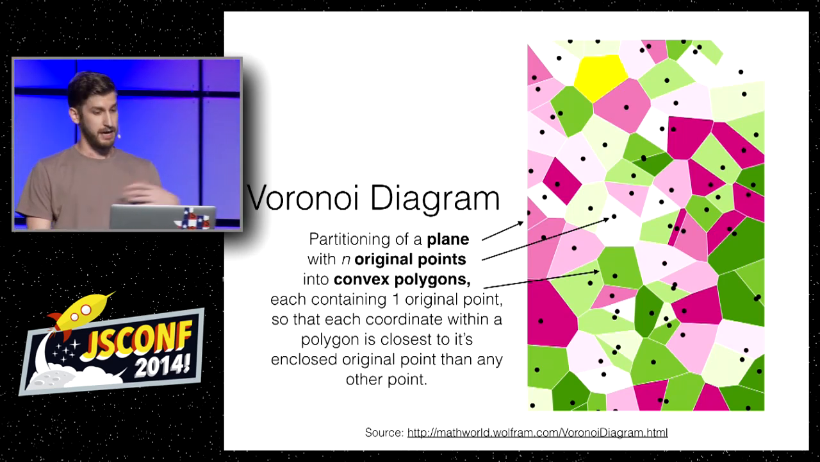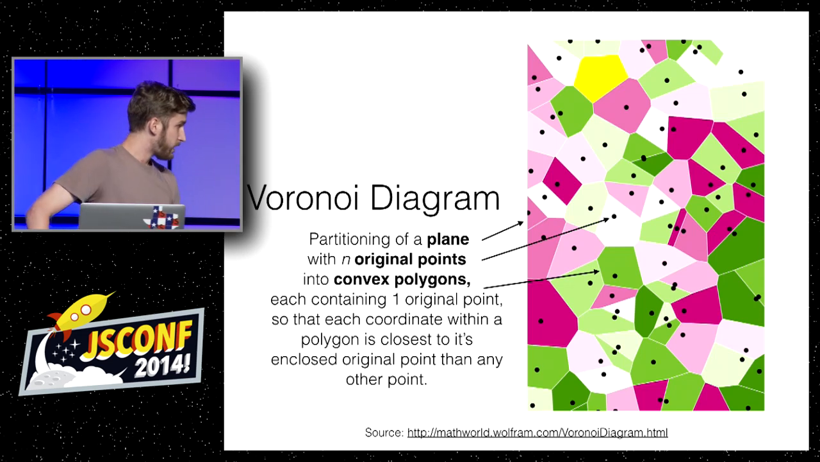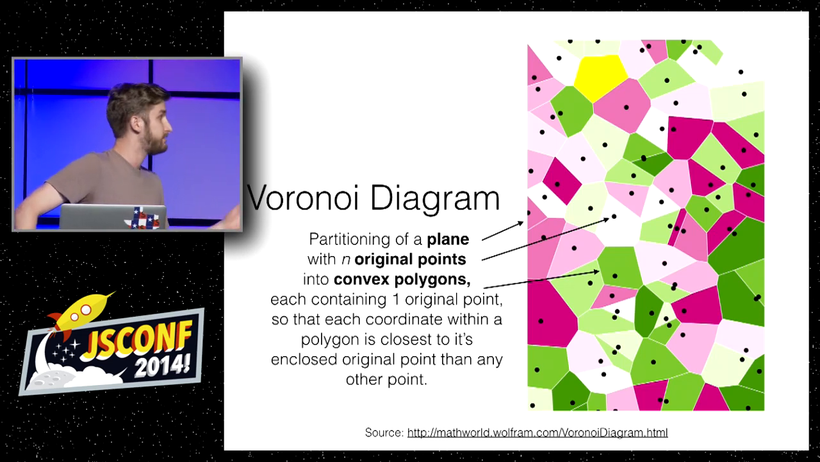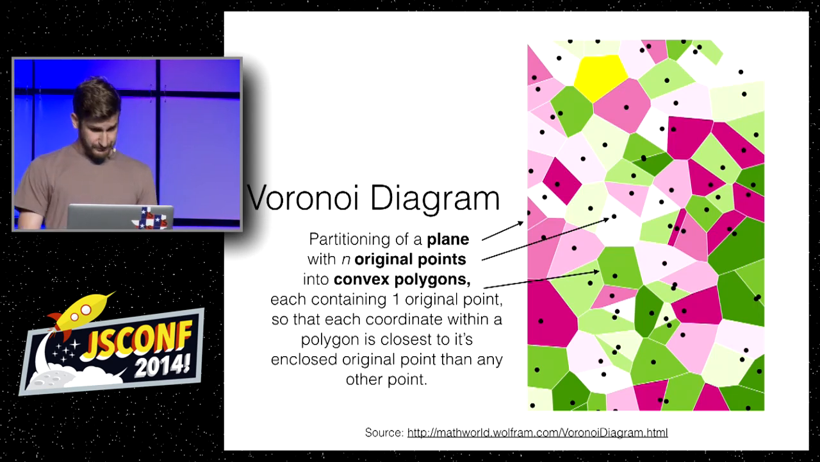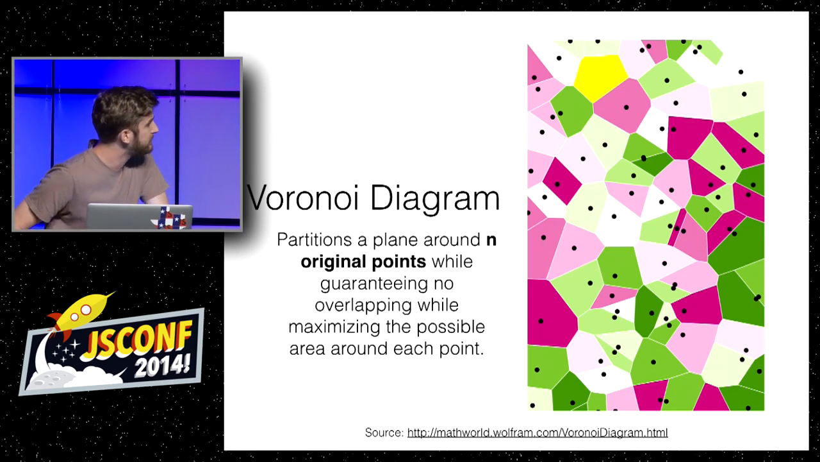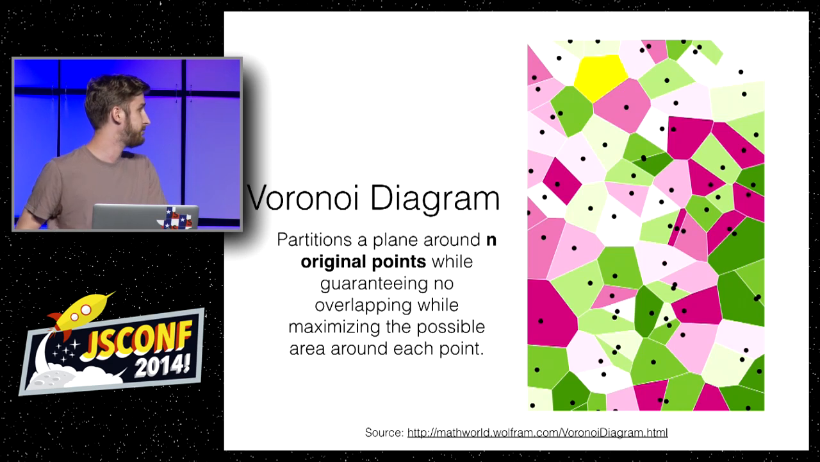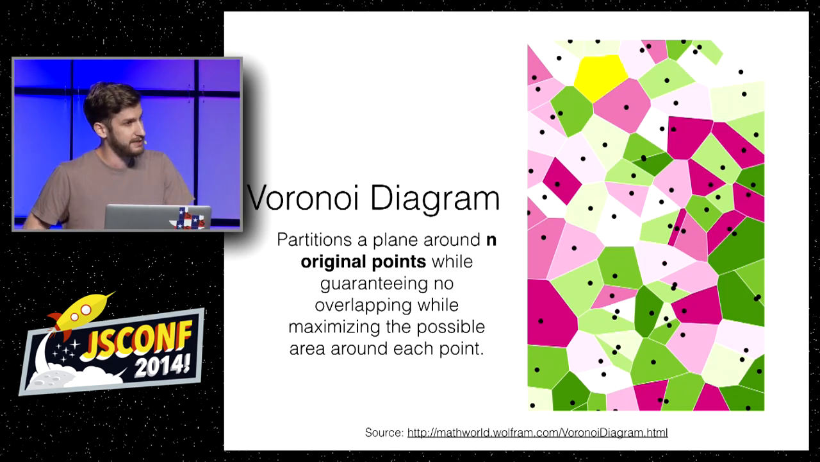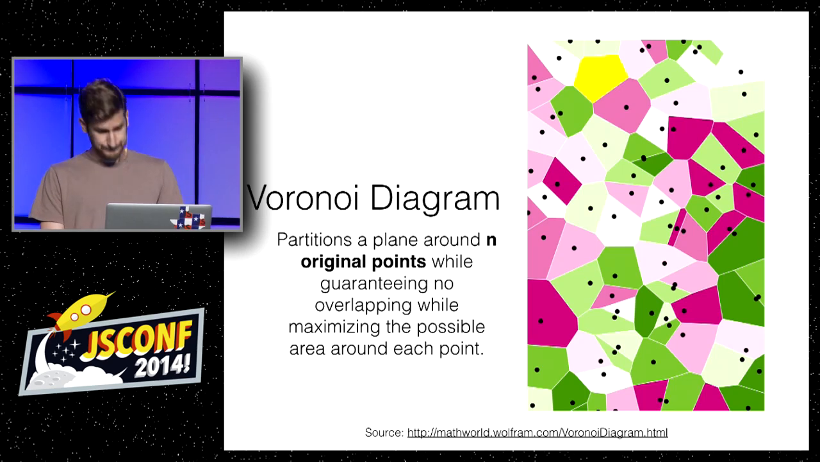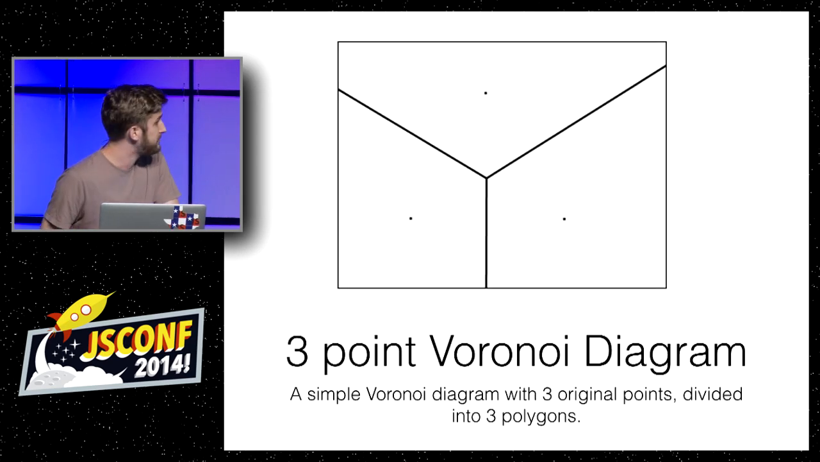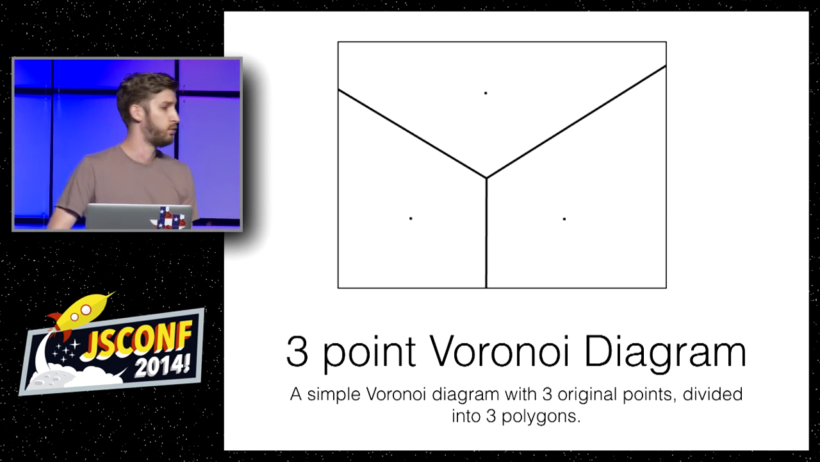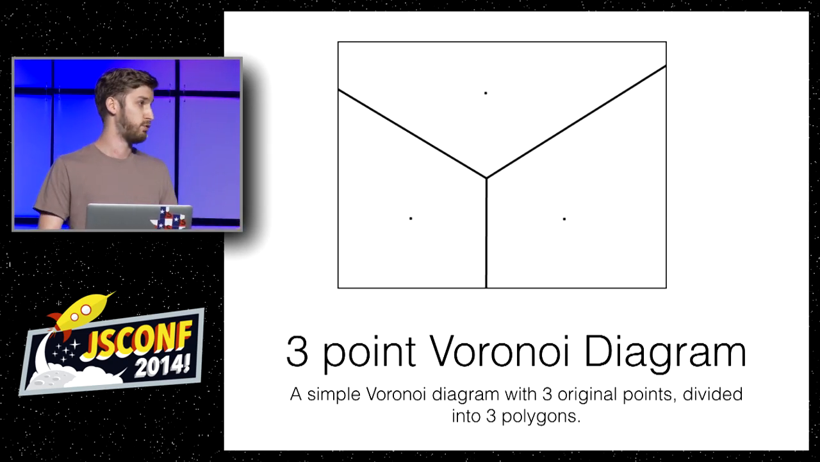So to put that in more relevant terms, every possible mouse coordinate within that shape is closest to that particular dot. Another way to explain it, the non-computer science way, is that it partitions a plane around n original points while guaranteeing no overlapping and while maximizing the possible area around each point. So what we have here is a very simple Voronoi diagram. This is a 3-point Voronoi diagram. There's 1, 2, 3-point, and then more than 3.